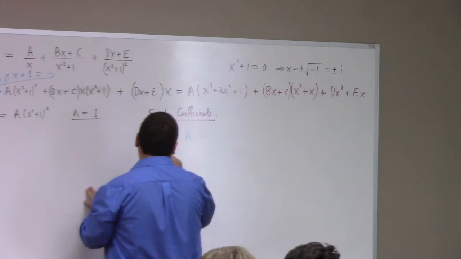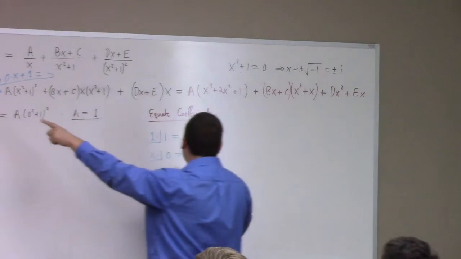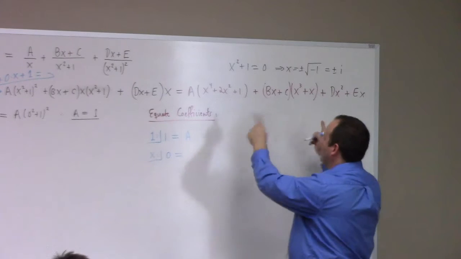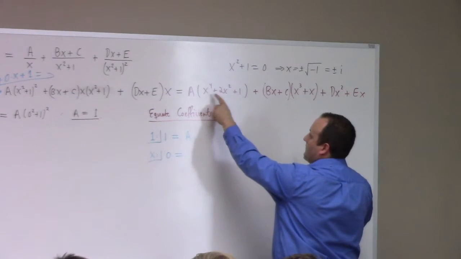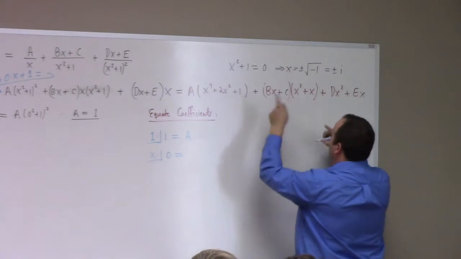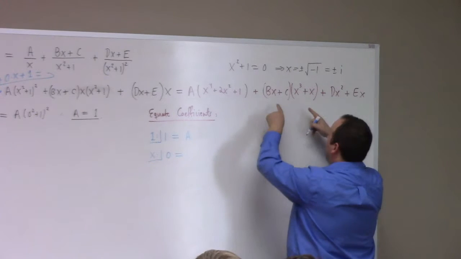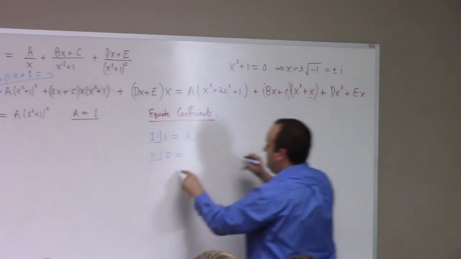Coefficient of x. Over there, 0, right? How about over here? What's the coefficient of x? Look at this term. X to the fourth, x squared, constant, no x in here. How about this one? Now I got to do some thinking. This is a little bit dangerous. Oh yeah, c times x, right? So I get c.